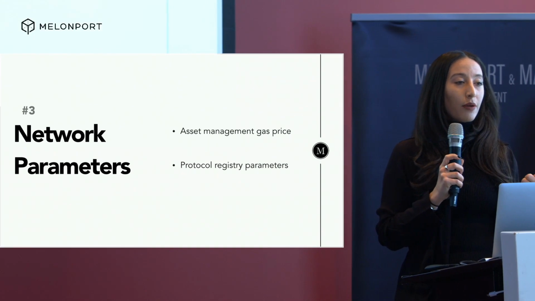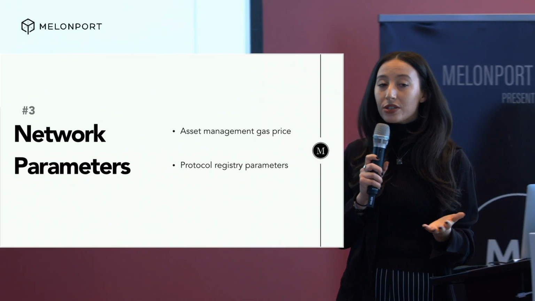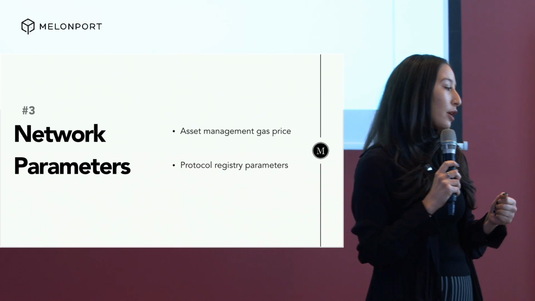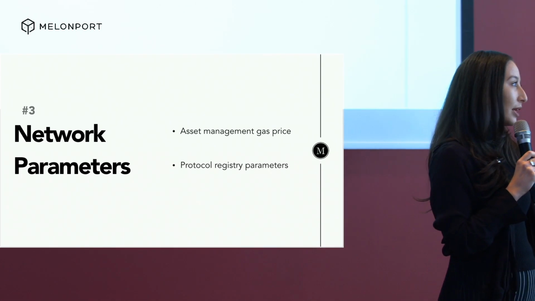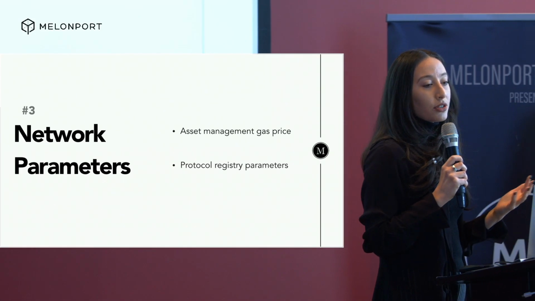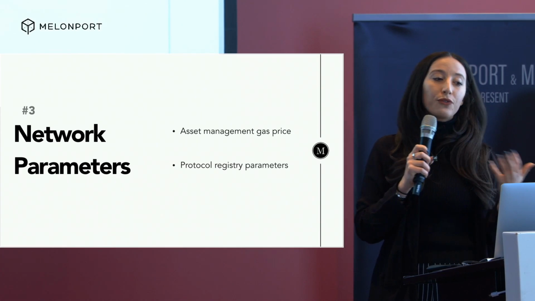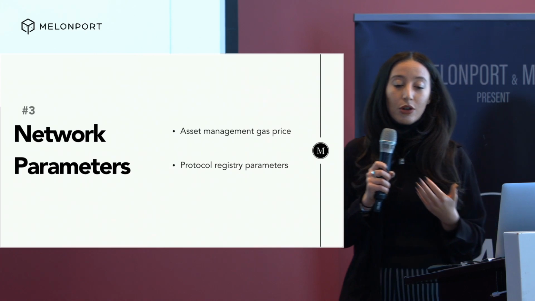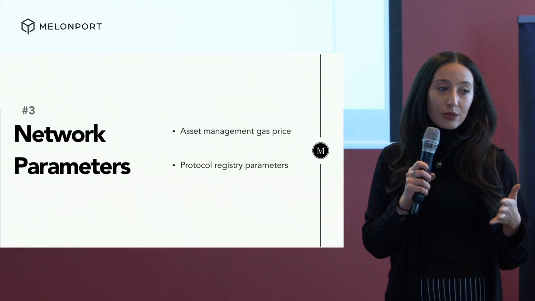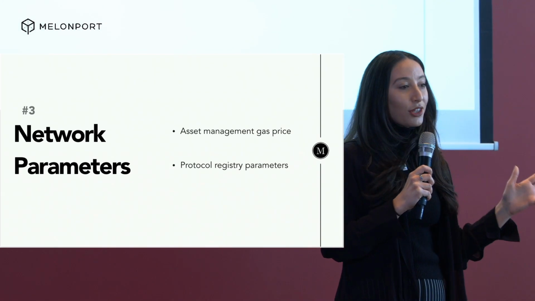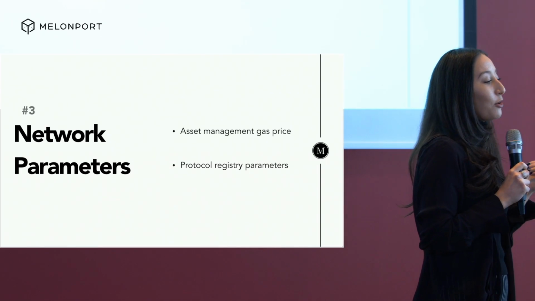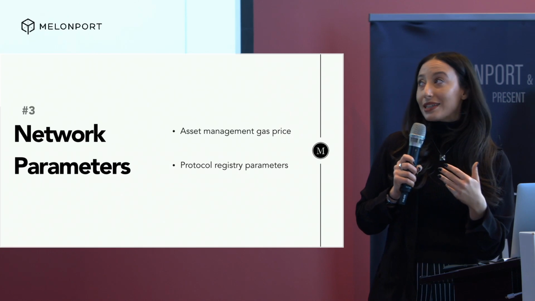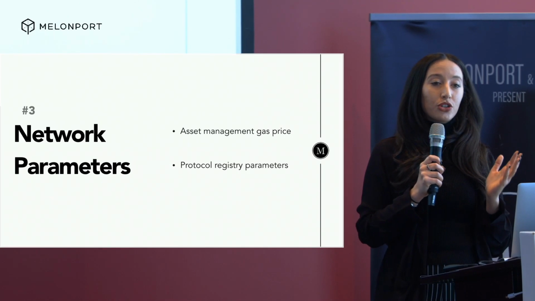So as if you heard the Melonomics panel yesterday, we talked about the Melon engine that burns Melon, that it acquires through the ether it collected in fees on the network. And the fee is based on what we call the asset management gas price. So just as on Ethereum, you have the Ethereum gas price, and on Melon, you have the kind of like Melon gas price. And that gas price is a variable that we can adjust.